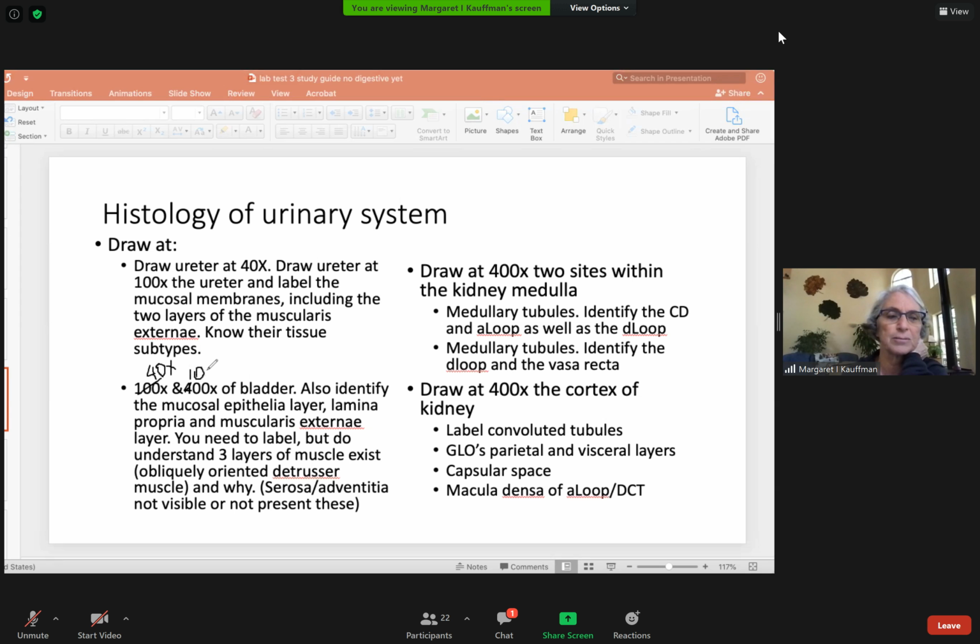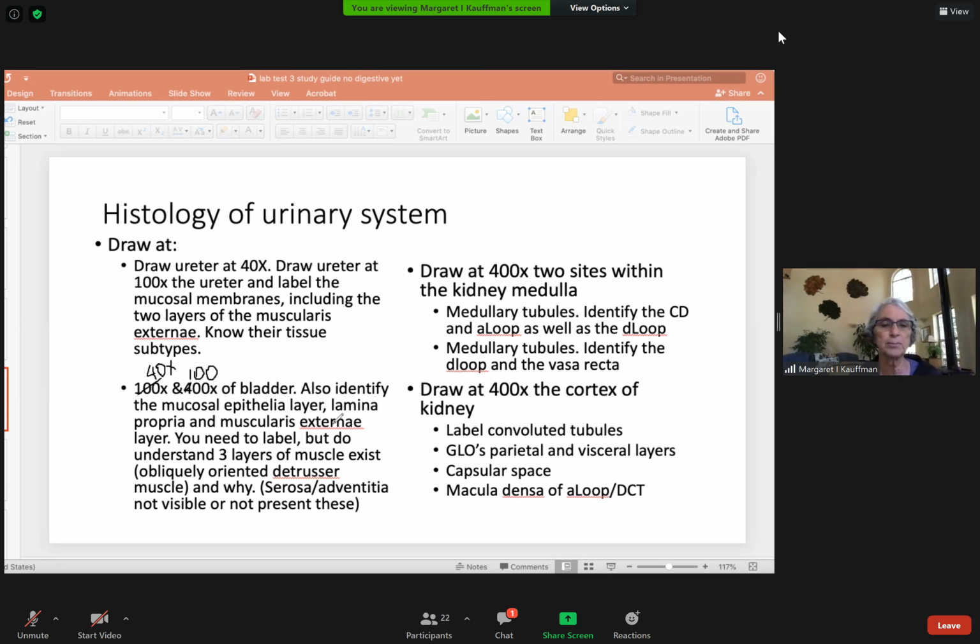That's all that's available to you in there. Now, there are a couple 40x's, but they are actually the same picture. So I probably had taken a couple pictures of it and then I uploaded each. Doesn't matter which of those two, they're very, very similar. I think there's only one 100x of the bladder.